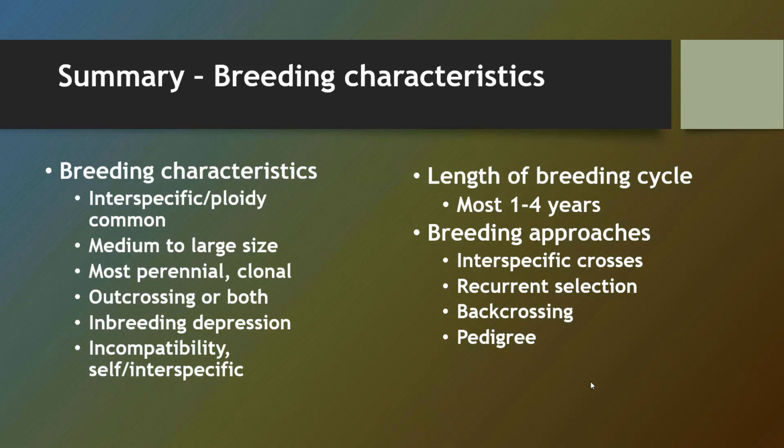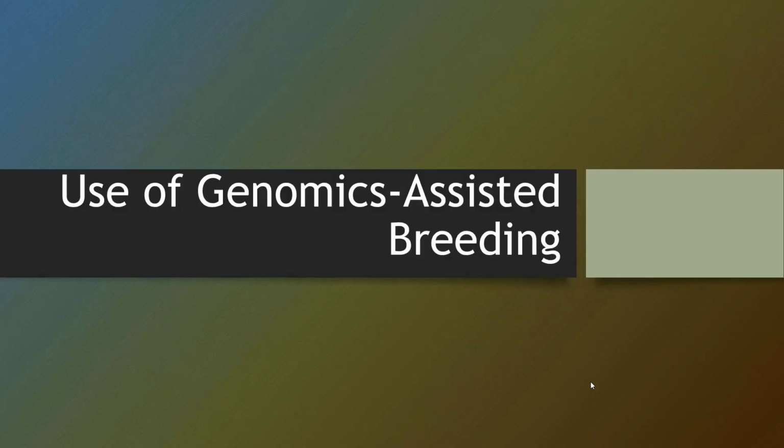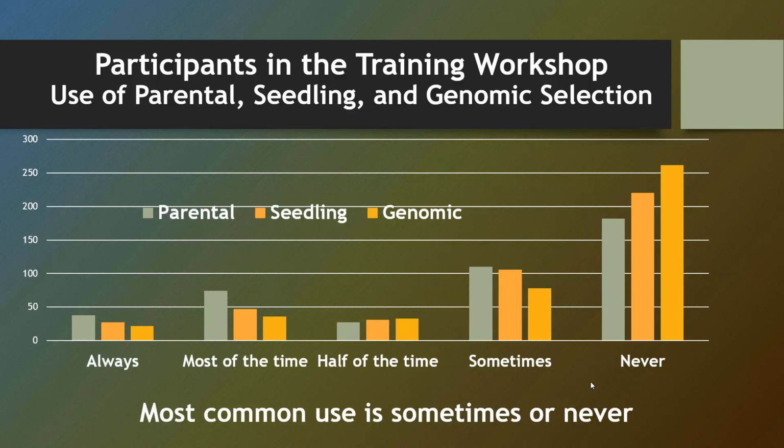So you're running against a very heterozygous polyploid crop. Breeding cycles anywhere from 1 to 4 years for most of them. Some might be even longer. And again, you're seeing a lot of interspecific crosses, and then the common field approaches to breeding, recurrent selection, backcrossing, and pedigree approaches are taken. So a lot of different, really quite diverse, but all tied together by a lot of heterozygosity and higher ploidy levels.